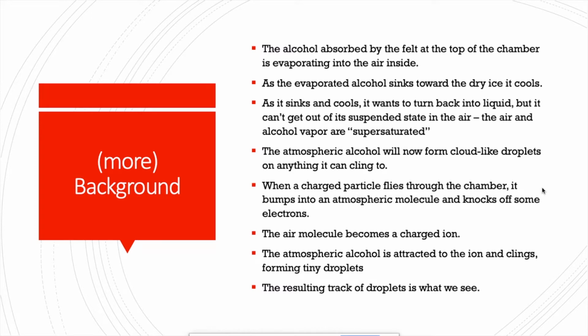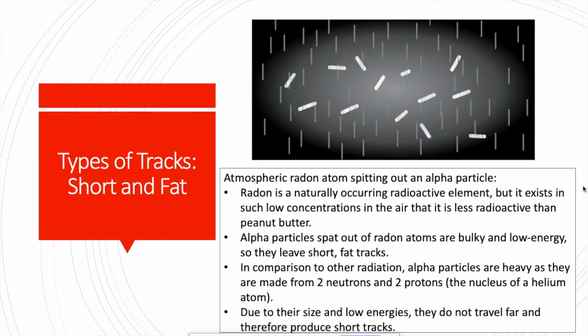When a charged particle flies through the chamber, it bumps into an atmospheric molecule and knocks off some of the electrons. That air molecule then becomes a charged ion. The atmospheric alcohol is attracted to the ion and clings, forming tiny droplets. The resulting track of droplets is what we see. So you're seeing this cloud trail as the particle ionizes air molecules as it passes through them.